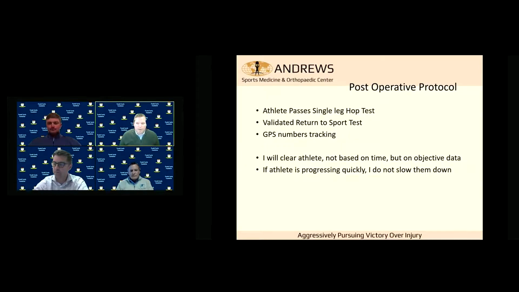So Norm, that's a great overview of your protocol, and it's interesting to see how that has evolved even in the last 10 years, coincident, I think, with how the techniques have evolved. Tom, I would be curious briefly if you can maybe share the resource for your validated return to sport test. I imagine many listening would be curious to see that.